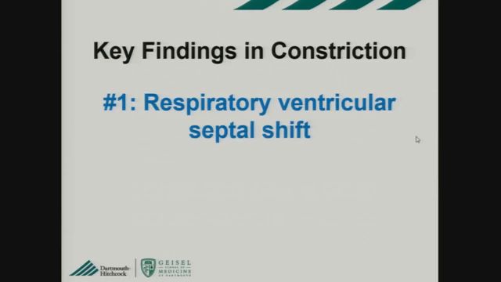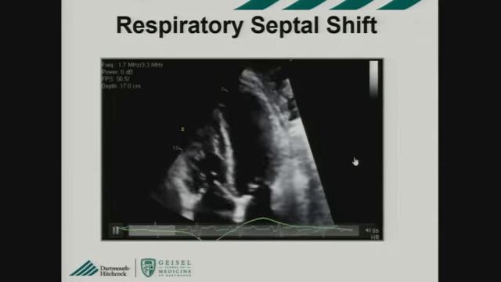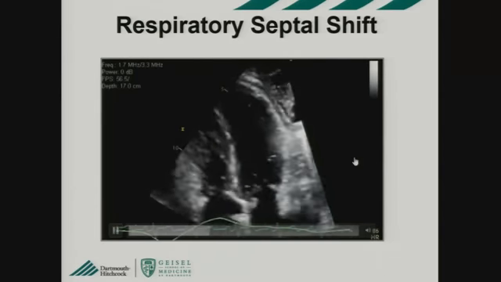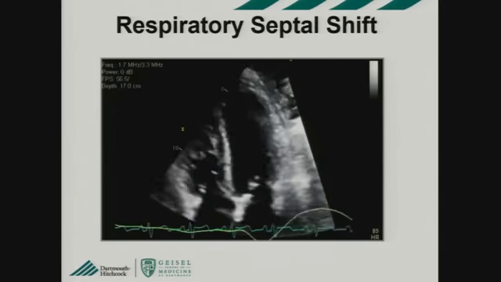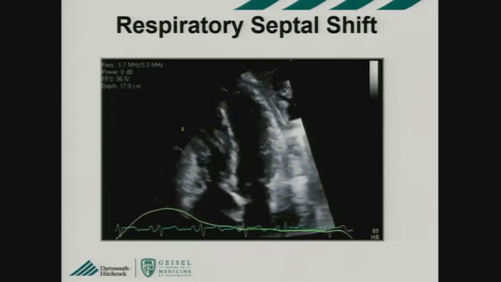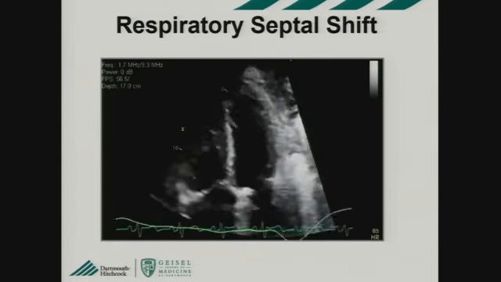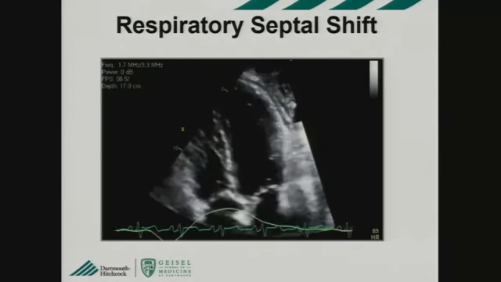So that leads us to our first key finding in constrictive pericarditis, which is that of the respiratory ventricular septal shift. This is based on those two key pathologic features I just told you about, and here's an example of a four-chamber view in a patient with constrictive pericarditis. Watch the behavior of the septum as it shifts its position between the left and right ventricular free walls during the respiratory cycle. I'm not talking about the beat-to-beat shudder, sometimes called bounce, that you see also. That's a little harder to say is specific for constriction. I'm talking about the phasic shift in the position of the septum.